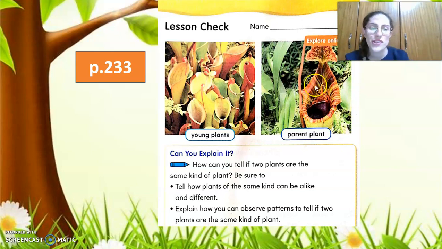Excellent! They will share the same parts. They will have the same shape of the flower, the same shape of the stem, the same shape of the leaves, right? But different sizes. So to know if two plants are of the same kind, we have to observe carefully to check if they have the same parts. Okay?